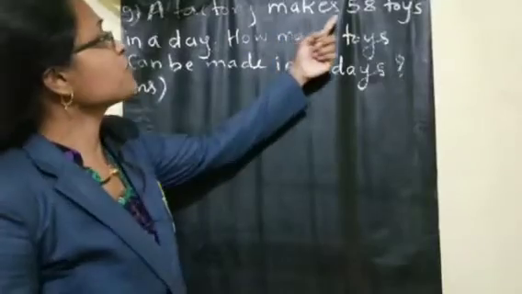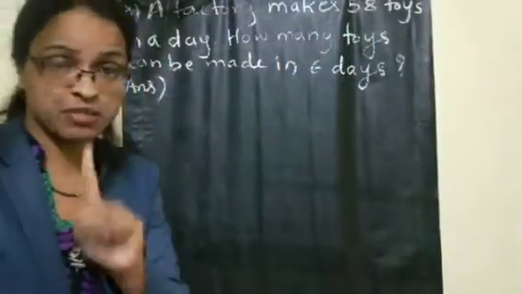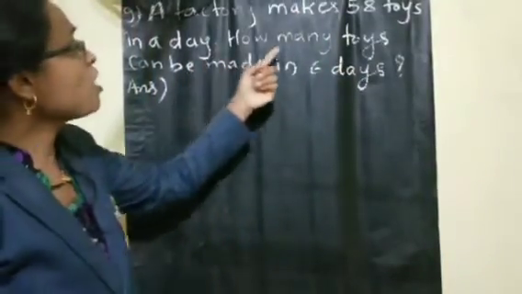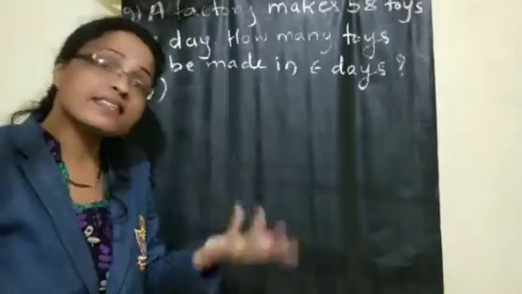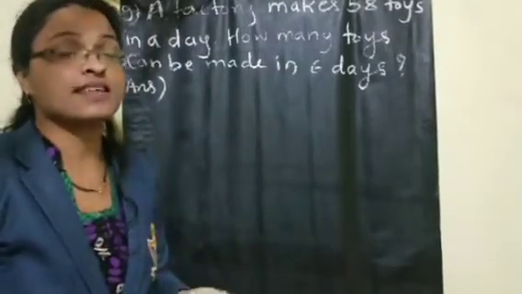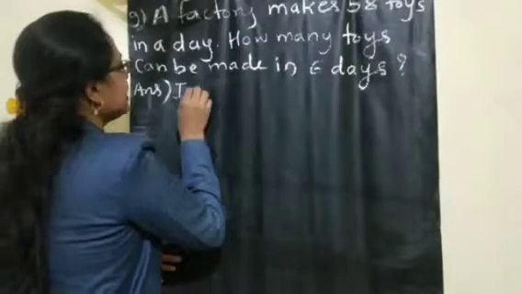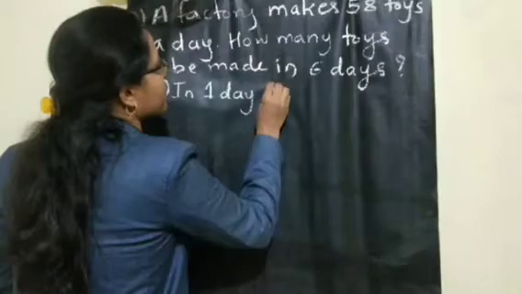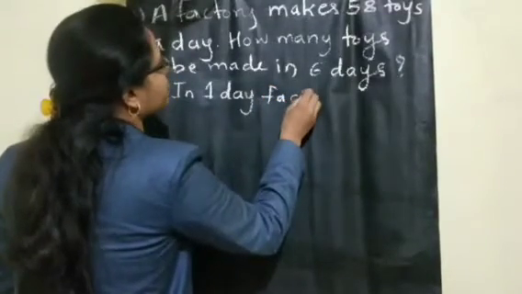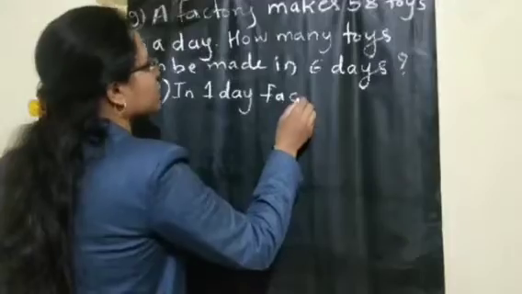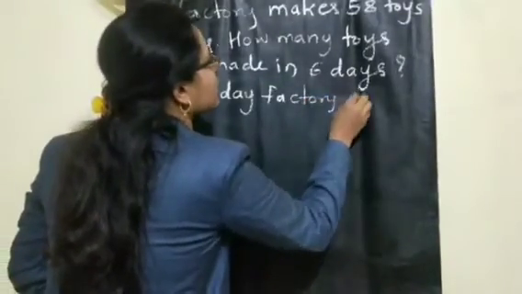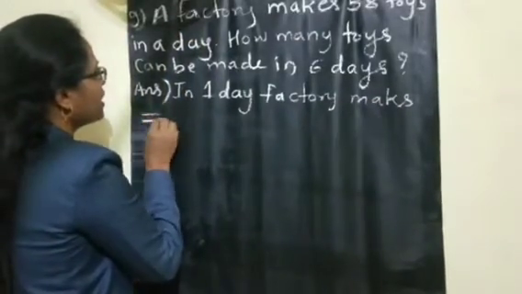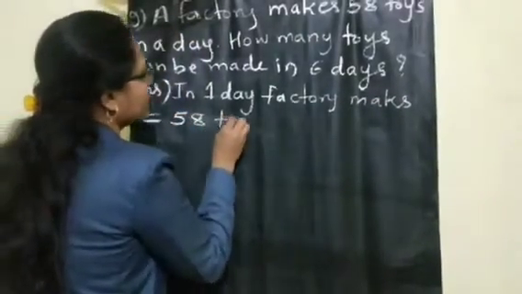Our next example, children. A factory makes 58 toys in a day. Means in one day, a factory can make 58 toys. How many toys can be made in 6 days? So, in 6 days, how many toys can be made? So, in one day, the factory makes how many toys? 58 toys.